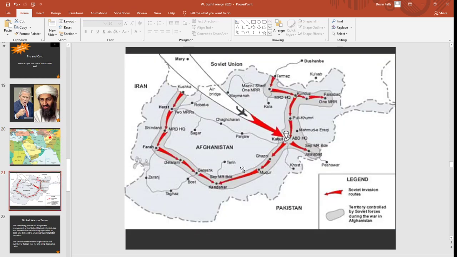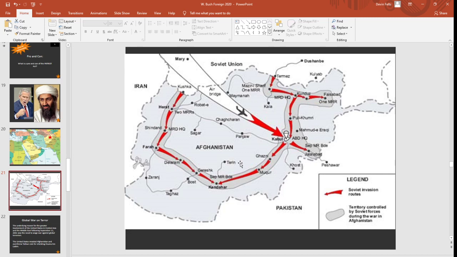The interesting thing about Afghanistan is that this is not the first time that Afghanistan has been invaded. Many empires have tried to invade Afghanistan and control it. More recently, before 9/11, the Soviets had invaded Afghanistan, and they had gotten themselves stuck in a 10-year war with the Afghan people.